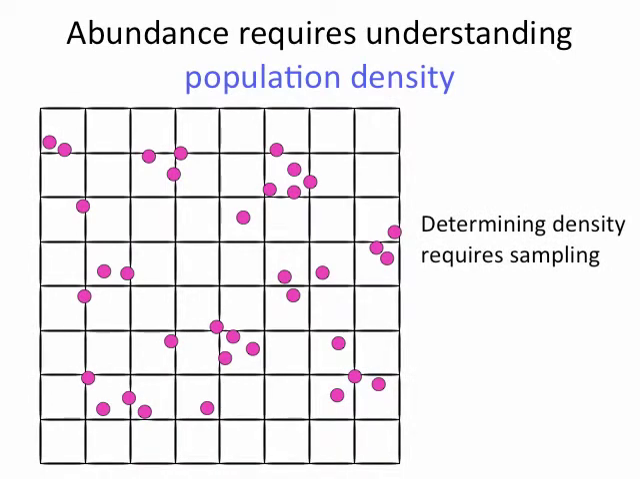Okay, so let's look at another parameter of populations that ecologists care about. We just talked about geographic range, distribution, and dispersion pattern. Now, what about abundance? Abundance requires understanding something called population density. What's shown here in this slide is a bunch of pink dots that represent individuals in a population. Now, what if we want to determine the size of that population, the total number of individuals in the population that would give us an indication of abundance?